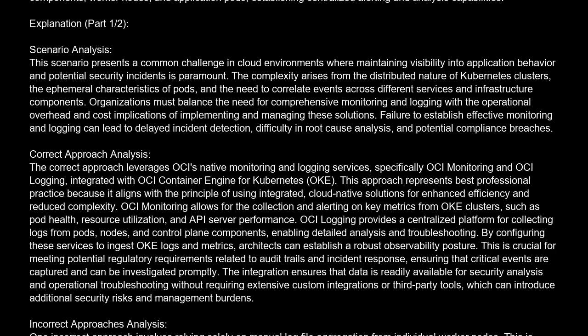Incorrect approaches analysis. One incorrect approach involves relying solely on manual log file aggregation from individual worker nodes. This is professionally unacceptable because it is highly inefficient, prone to errors, and fails to provide a centralized, real-time view of the cluster's health. It creates significant blind spots, making it impossible to effectively monitor the overall state of the OKE cluster, or to detect and respond to incidents in a timely manner.